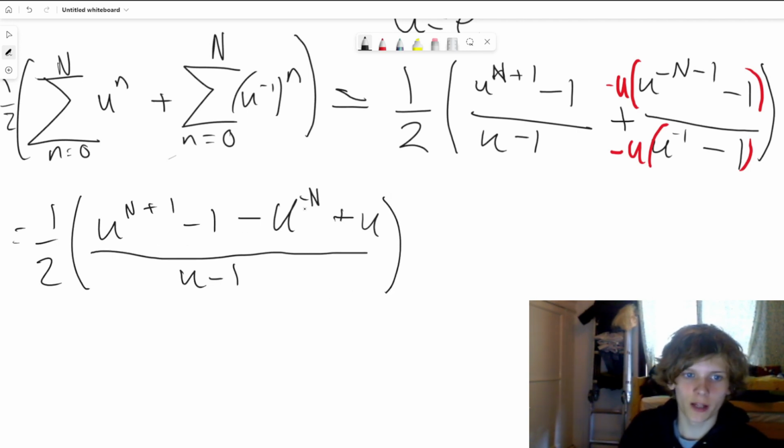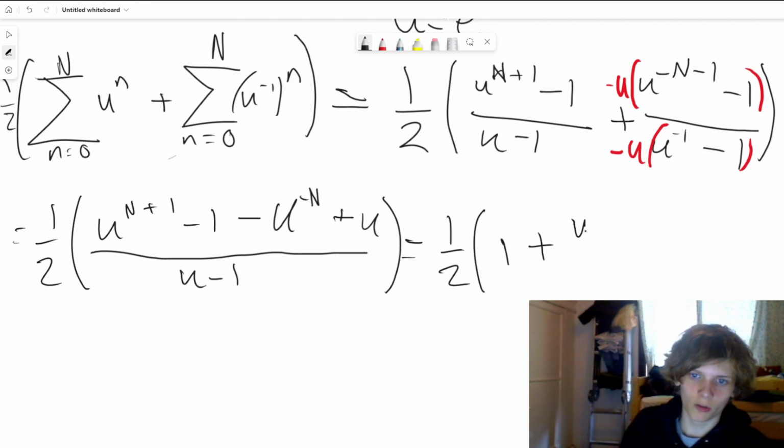Okay, and I'm going to group these terms. So we can see we have a u minus 1 on the top here and a u minus 1 on the bottom. So what we can actually do is re-separate into two different fractions again, and we'll have 1 plus another fraction. So I'll do that. That'll give us 1/2 of 1 plus, and then the remaining terms in the numerator, u to the n plus 1 minus u to the minus n on u minus 1.